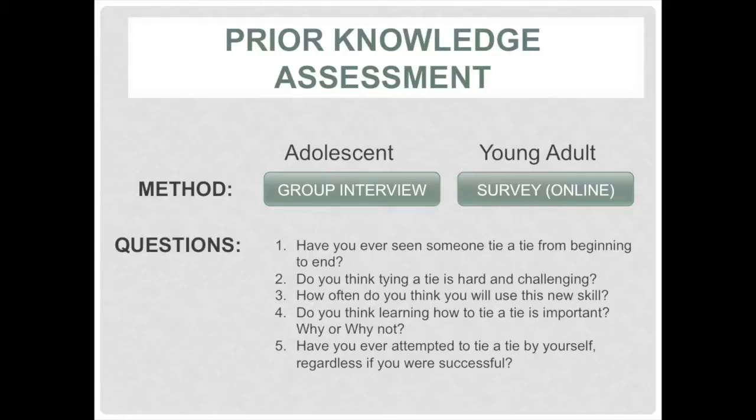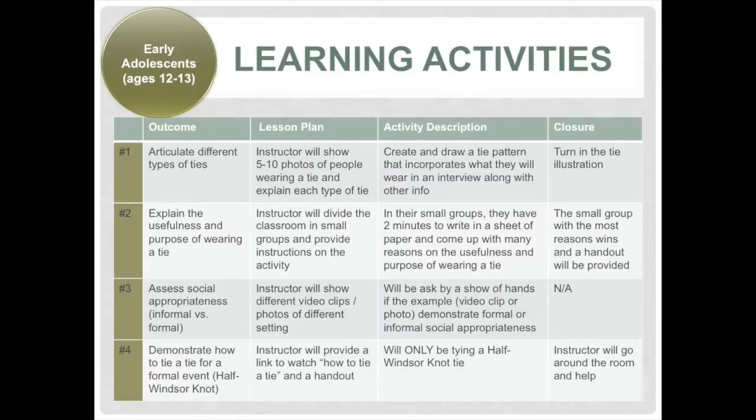of the group. In addition, the survey avoids the embarrassment if they admit to their peers that they don't know how to tie a tie, which can then affect their attitude towards the learning experience and cause them to have a negative emotion about it. The survey also prevents them from lying about their prior knowledge, which could hinder their learning experience. Learning activities for early adolescents, ages 12 to 13.